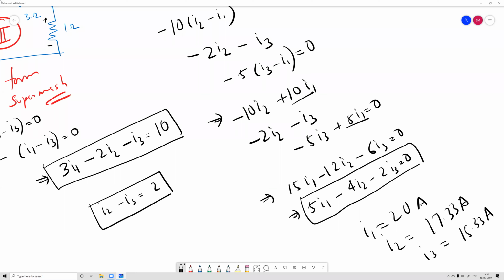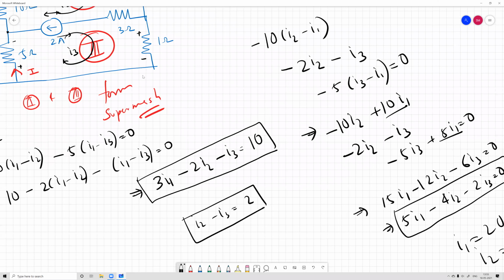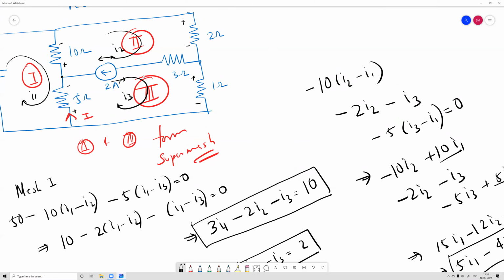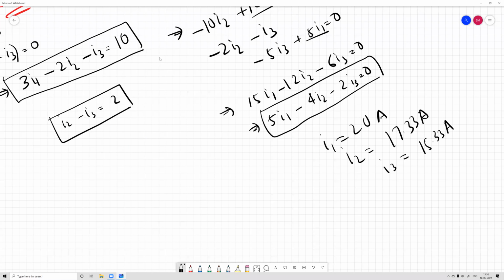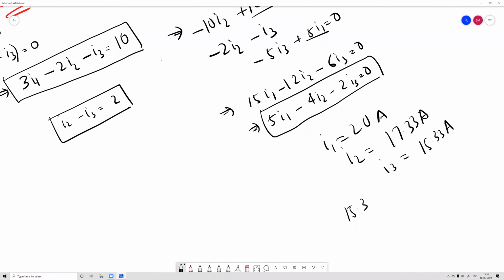Answer is matching, sir. Yes, so the current through the 5 ohm is I3 minus I1. Check the directions. So this will be 15.33 minus 20, or minus 4.67.